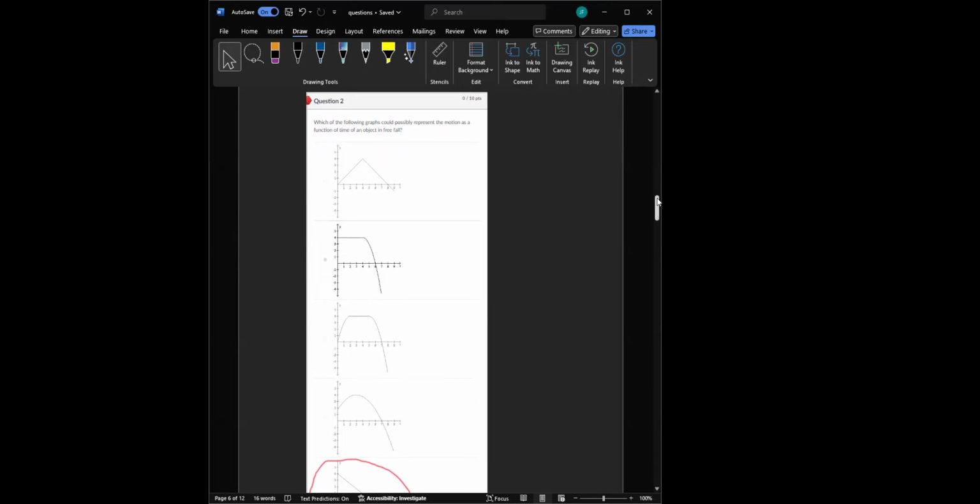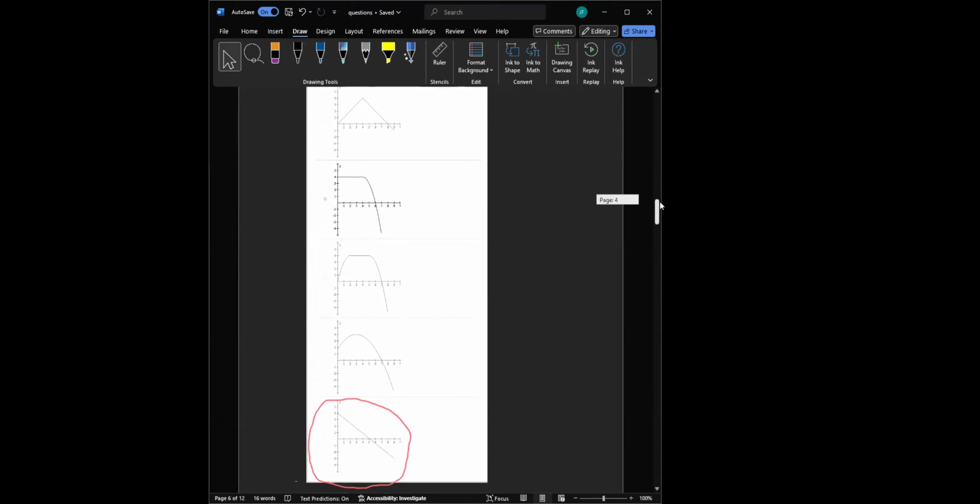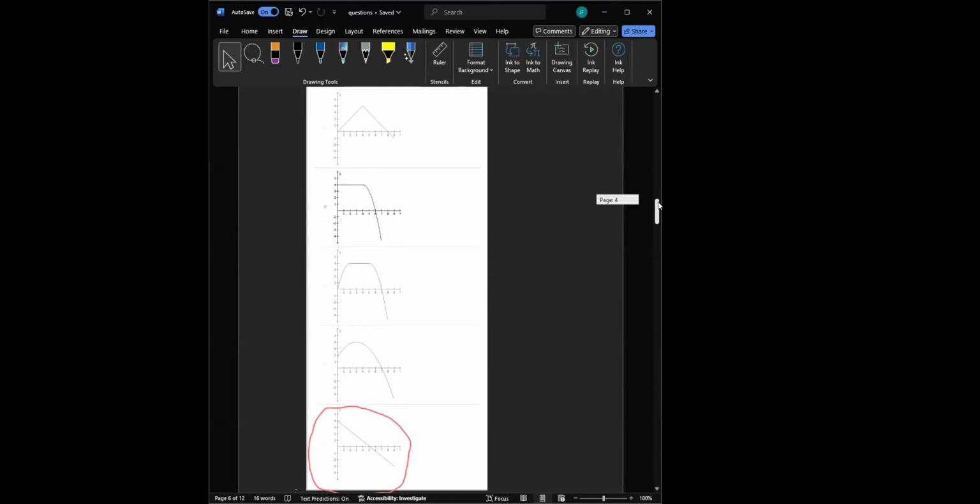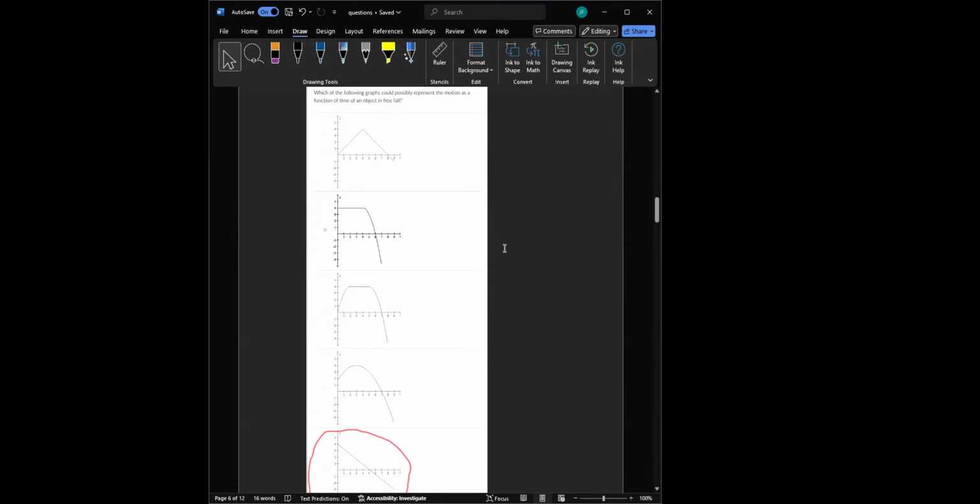Which of the following graphs could possibly represent the motion as a function of time of a free fall object? Gotcha. But this is a motion as a function of time. So this is y or x versus time. Okay. And you already got one wrong, and it was that dotted one, the second one down.